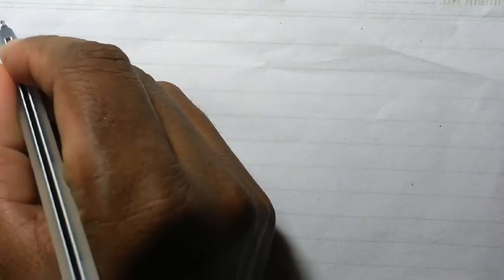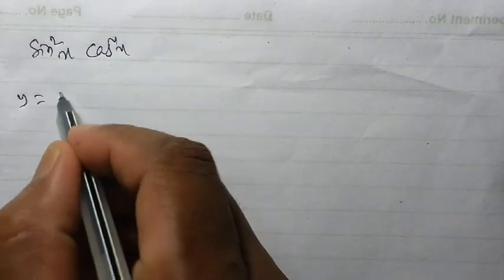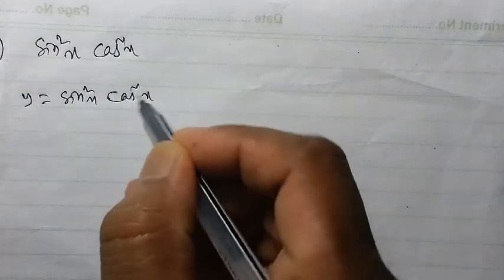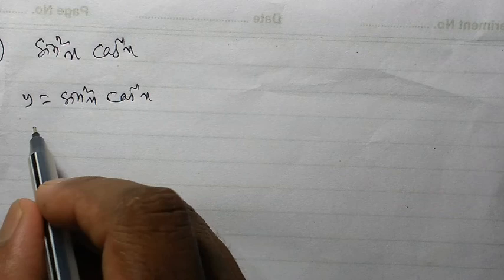In my last video, I discussed up to number 12 of Elements of Mathematics. Today I need to discuss more problems about derivatives. You see number 13. The question is: given sin square x cos square x, I have to write y is equal to sin square x cos square x. I have to find the derivative of sin square x into cos square x.